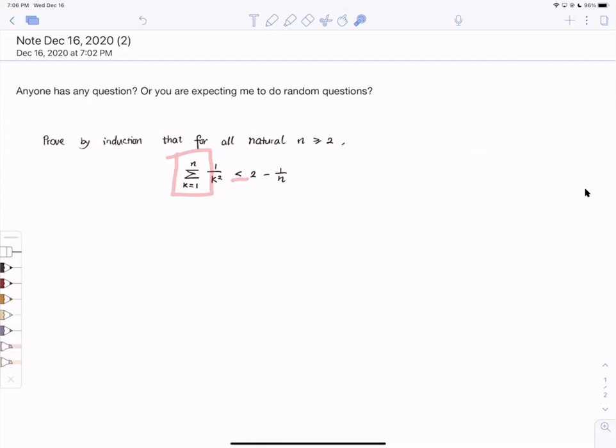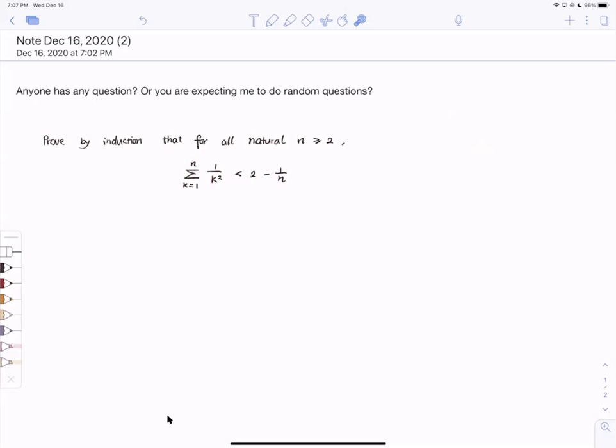So someone sent a picture. Okay, so that looks like strong induction. No, it's not. It's just an induction question. Okay, we'll do that one after we finish this one.